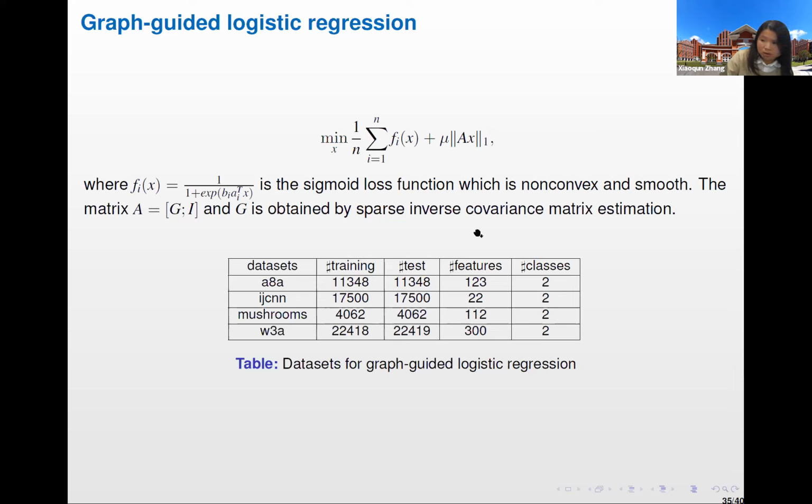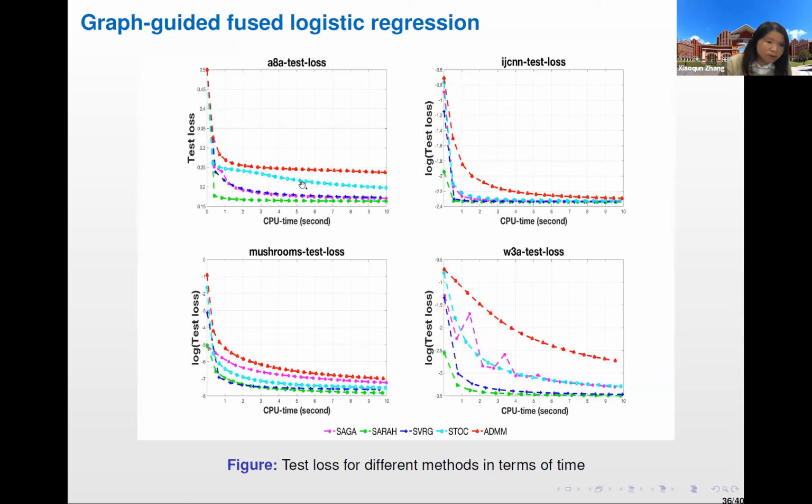Now let's take a look at the computational examples. The first example we tried is logistic regression. Instead of using the standard KL divergence, we use this sigmoid loss function, which is non-convex and smooth. And again, this A matrix is obtained from a sparse inverse covariance matrix. For these four standard graph guided test sets, we investigate the performance of these types of variance reduction algorithms, so three types of variance reduced ADMM. And we see the one with SARA is among the best for all four datasets.